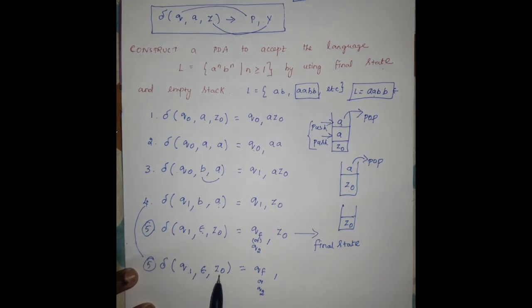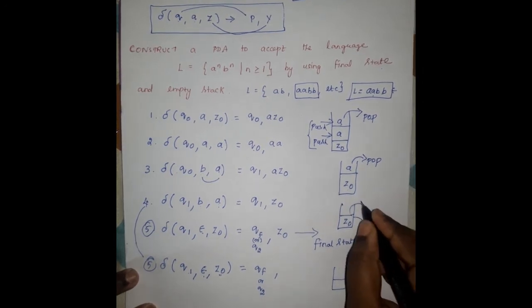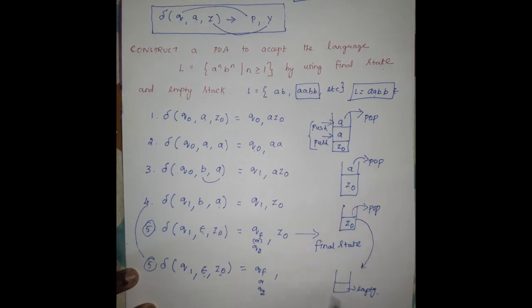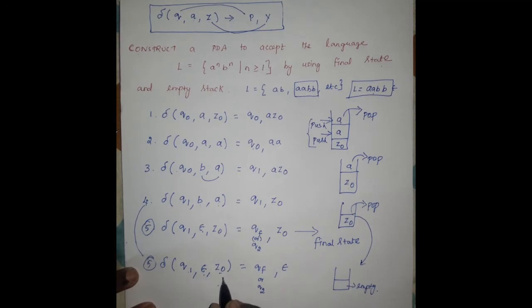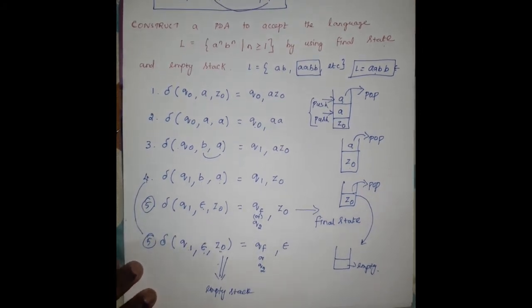Similarly we are considering Z0 as one of the input elements. For epsilon we can remove or pop the element Z0 from the stack. So after this step the stack is emptied. So here Z0 is popped, so the stack is empty. So in this term, which would include the stack elements, the stack is empty, so we are writing epsilon. So this last step is the empty stack method for pushdown automata. So this is the difference between final state and empty stack.